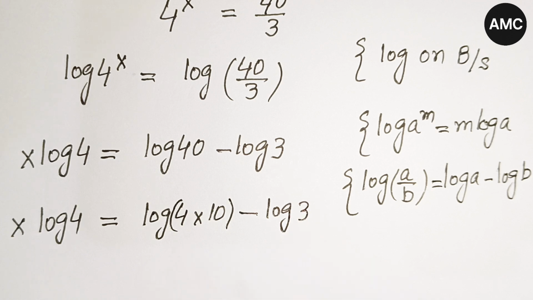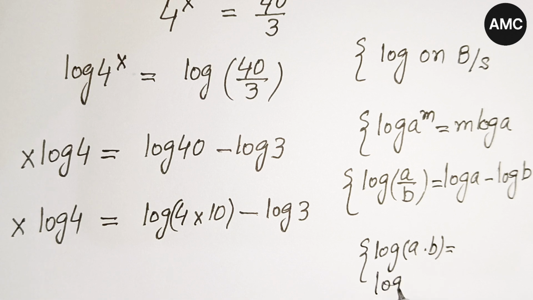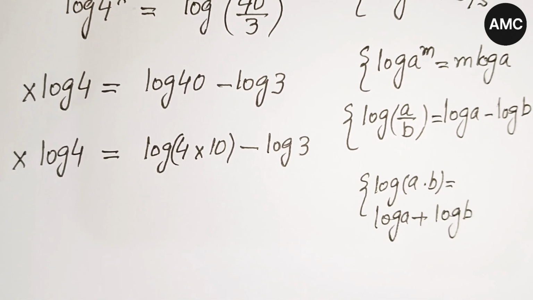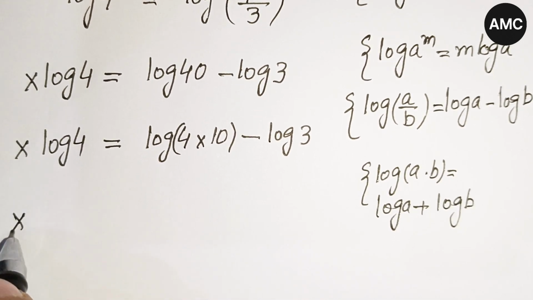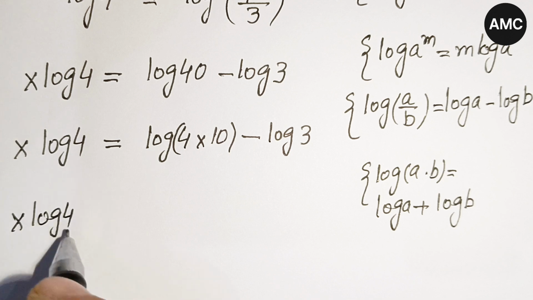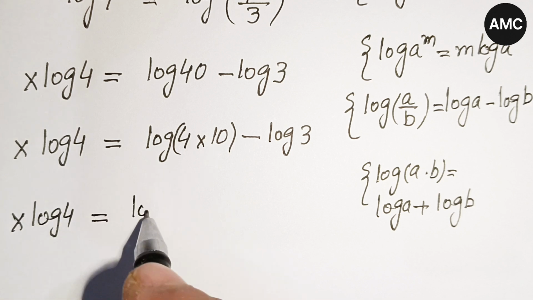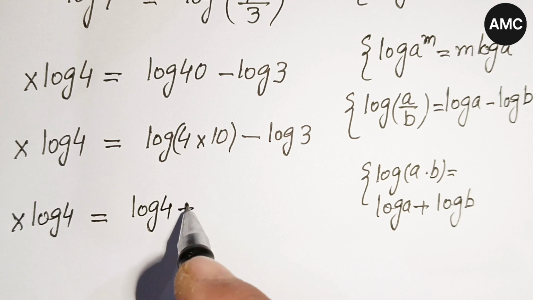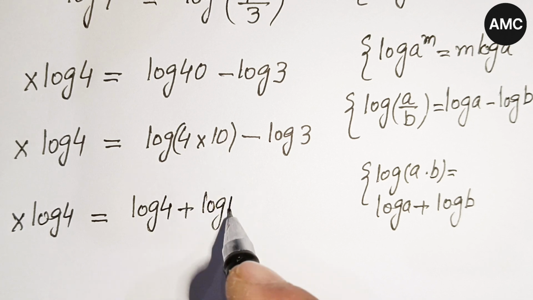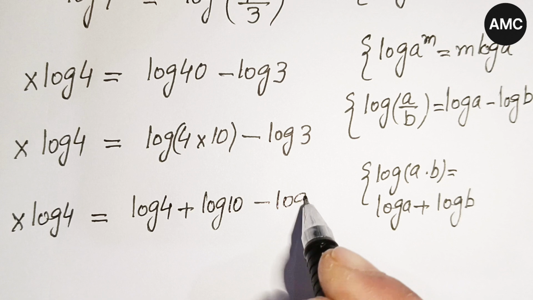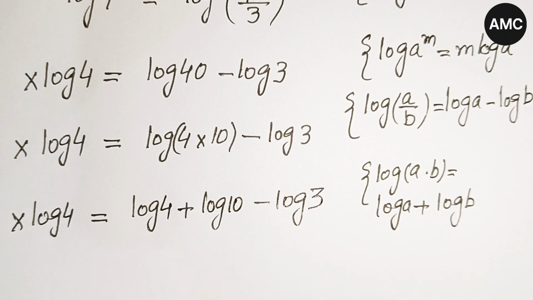Now using the logarithm law, if we have log a times b, then it is equal to log a plus log b. So our step will be x log 4 is equal to log 4 plus log 10 and minus log 3.